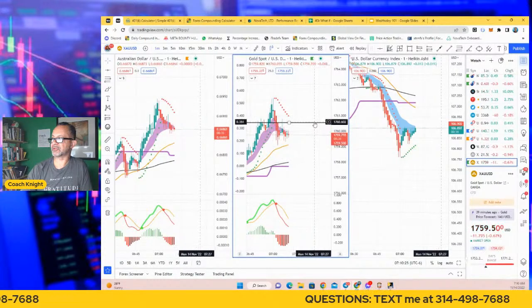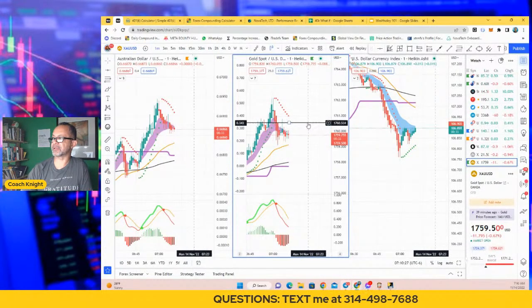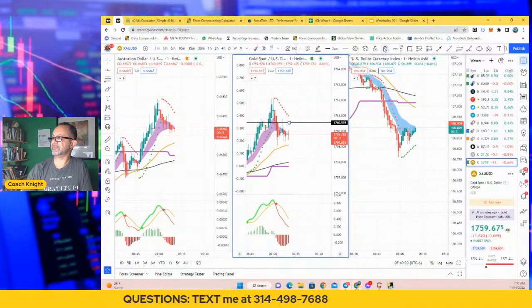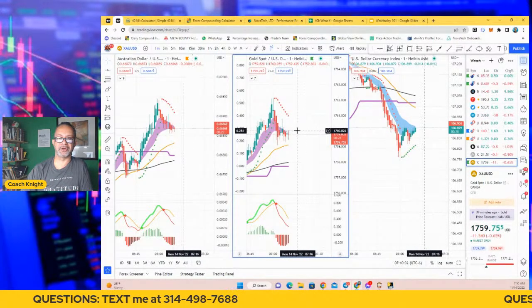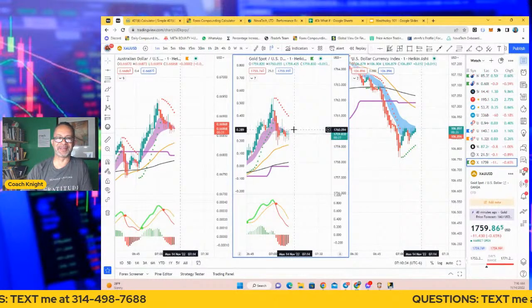I'm not sure why I put this right here. Oh, I did it to set a stop loss. That's why I did that. Sometimes it's good to put notes on your trades when you're doing stuff, especially when you're doing that.